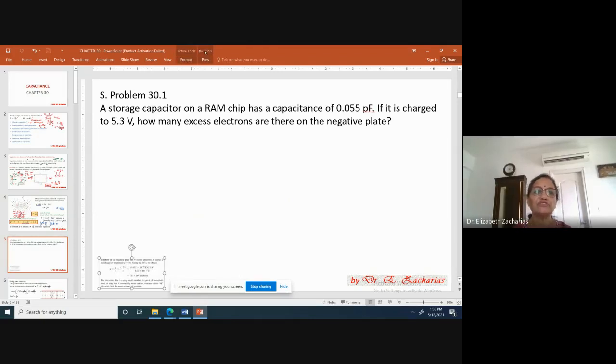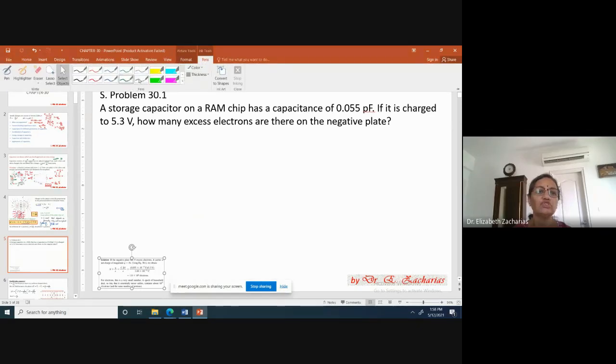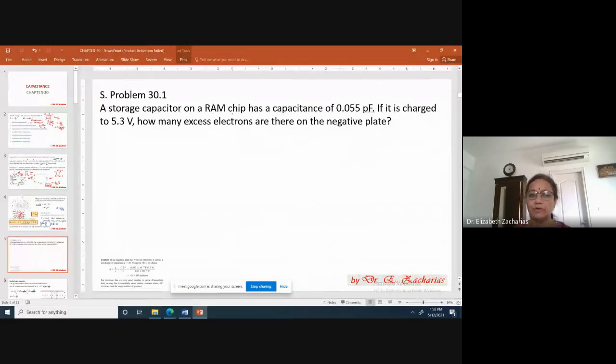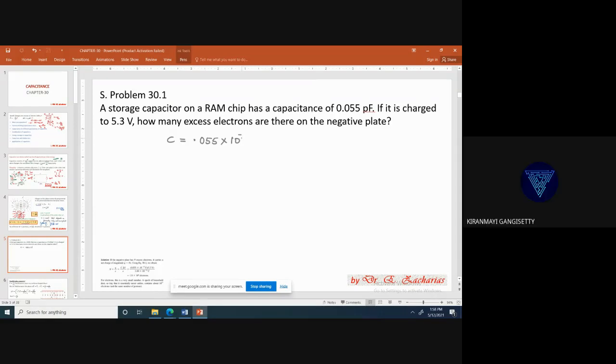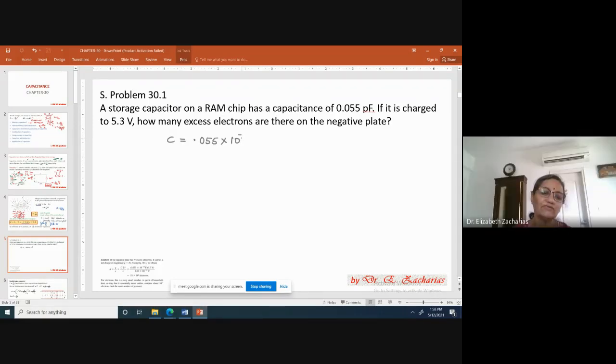A storage capacitor, I told you it's used to store energy. So a storage capacitor on a RAM chip. I'm sure you have all heard of a RAM chip inside your computers. It has a capacitance of 0.055 picofarad. Pico is 10 to the power of minus what? Minus 12.